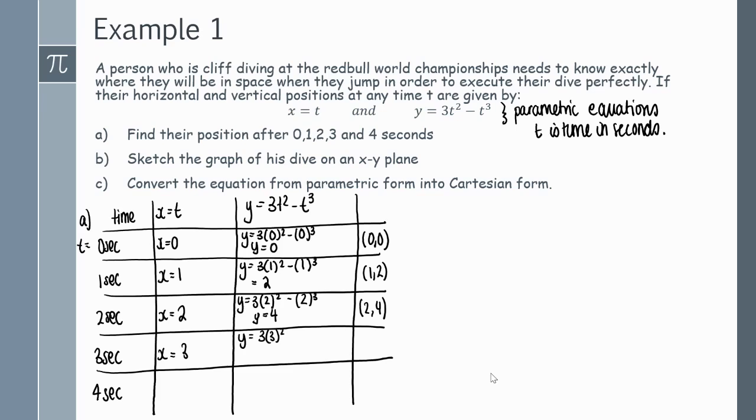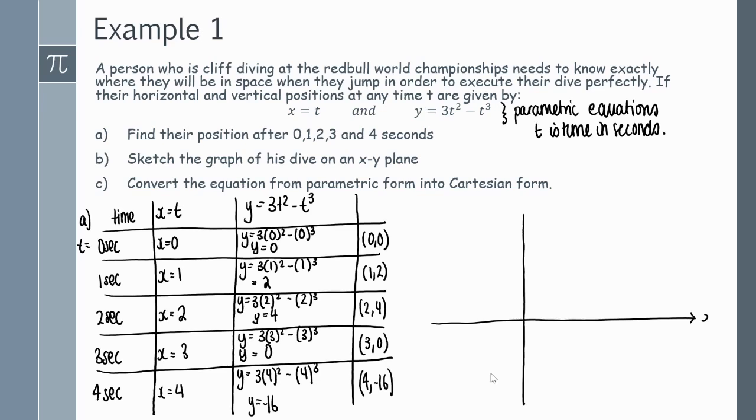After 3 seconds, the x coordinate of the person is 3. For the y coordinate, again, sub 3 into your y equation wherever you see a t, and you'll get 0. So they're on the way down from the dive. They're now hitting the surface of the water. And lastly, when t equals 4, we sub it into our 2 equations. We'll get x equals 4 because x is just t, and y will be equal to negative 16. So the person has now dived so deep, they are minus 16 meters, or 16 meters below sea level.